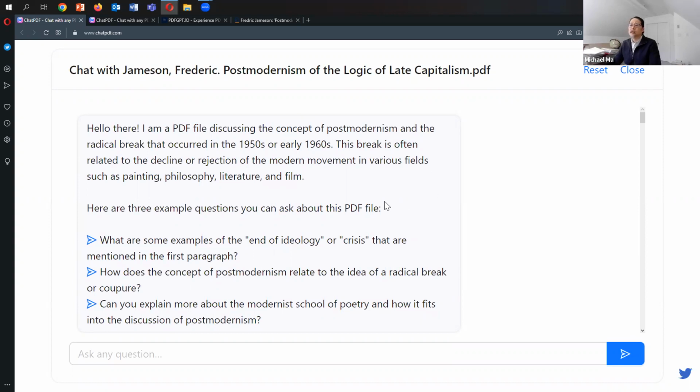So here you go. Here it says, hello there, I'm a PDF file discussing the concept of postmodernism and the radical break that occurred in the 1950s, early 60s. This break is often related to the decline or rejection of the modern movement in various fields such as painting, philosophy, literature, and film. Let me pause there for a second.